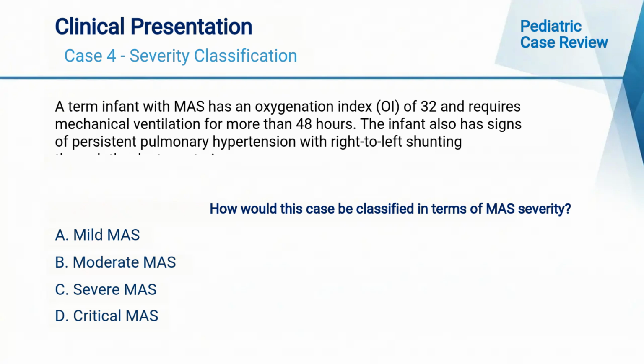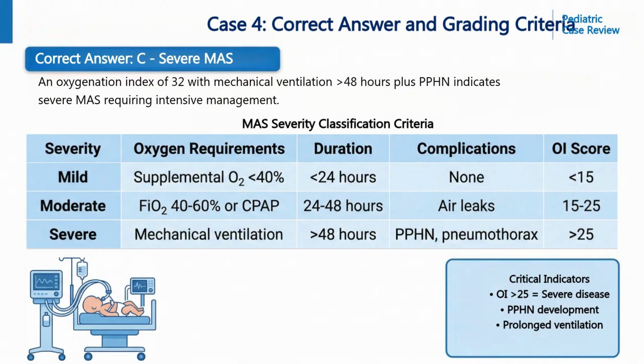How would this case be classified in terms of Meconium Aspiration Syndrome severity? Option A. Mild Meconium Aspiration Syndrome. Option B. Moderate Meconium Aspiration Syndrome. Option C. Severe Meconium Aspiration Syndrome. Option D. Critical Meconium Aspiration Syndrome. The correct answer is Option C, severe Meconium Aspiration Syndrome.